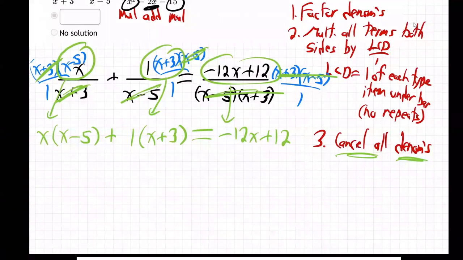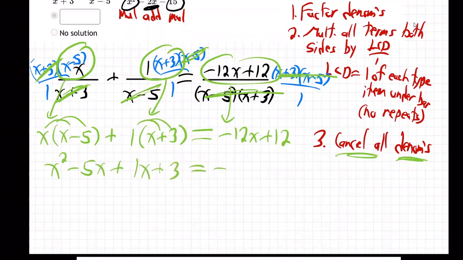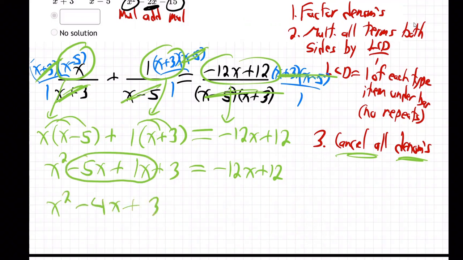All right, so now what do we do? Well, now let's just distribute. So I get x squared minus 5x, and then distribute 1 x plus 3, and over here minus 12x plus 12. All right, so we get to there, and now what are we going to do? Well, let's start combining some stuff. Like, let's combine these two. So this will be x squared minus 4x, and the other side minus 12x. So just combine those, right? They made minus 4x, right? Minus 5 and plus 1 is minus 4x.